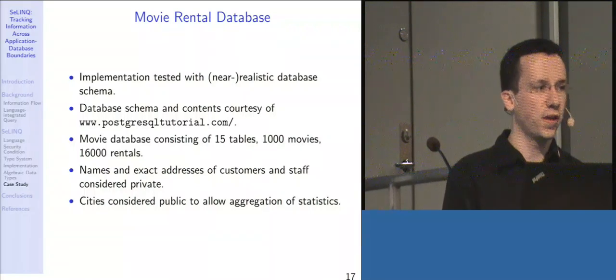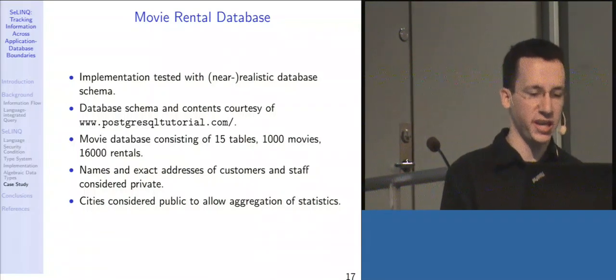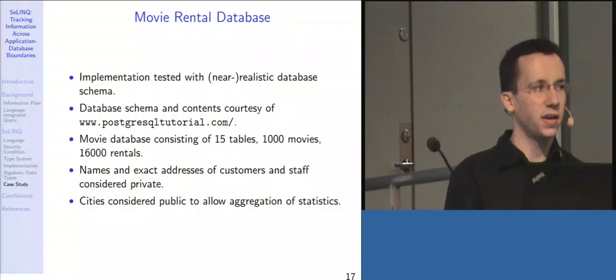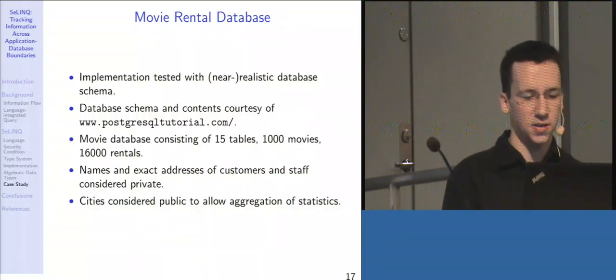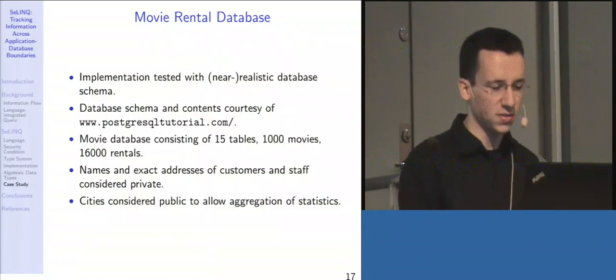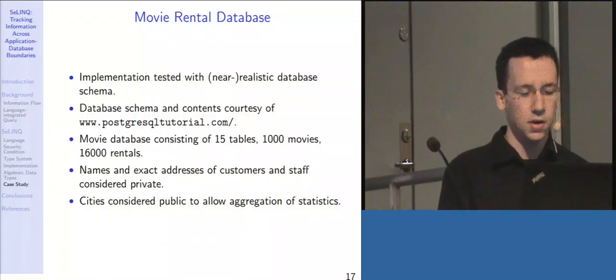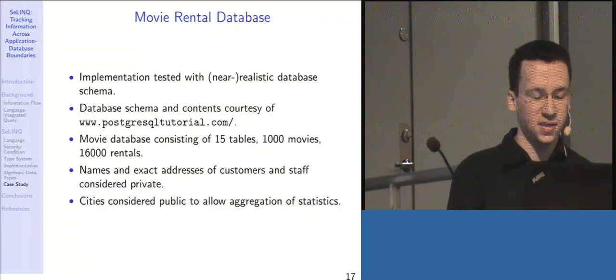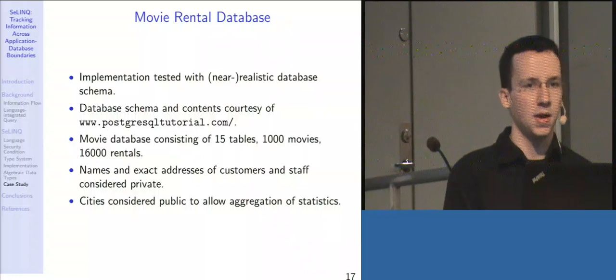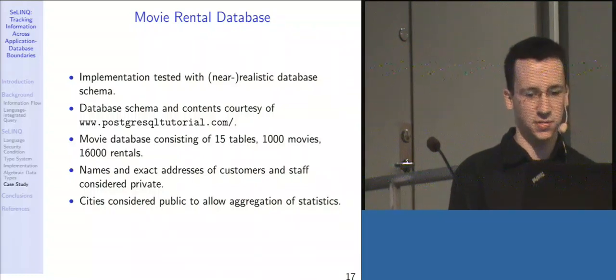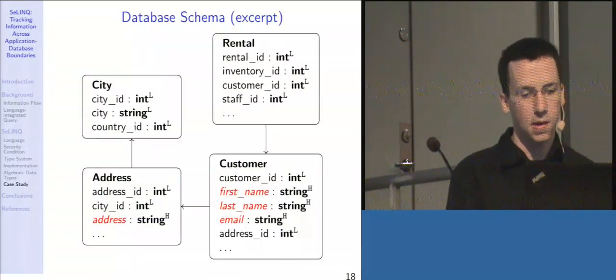And yeah, so lastly, I'll get to a case study that I mentioned. The basic setting is a movie rental database. We took some example data from this PostgreSQL tutorial website. It's a database that has 15 tables, and it has about 1,000 movies and some rental data. And what we consider private, what we want to protect here, is the exact addresses of customers and staff. And we consider the cities of where the rentals take place to be public, so we can collect some interesting statistics.